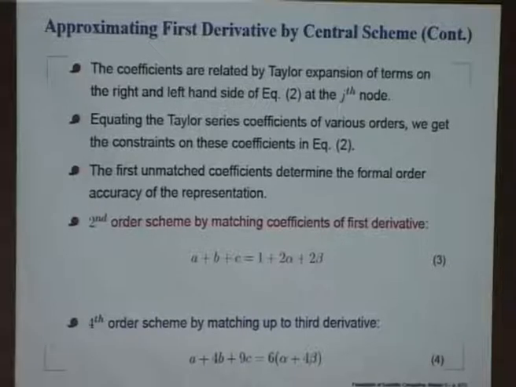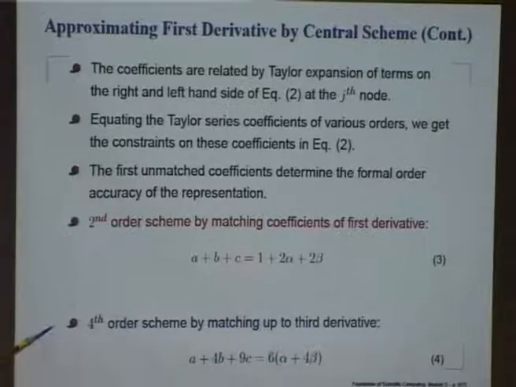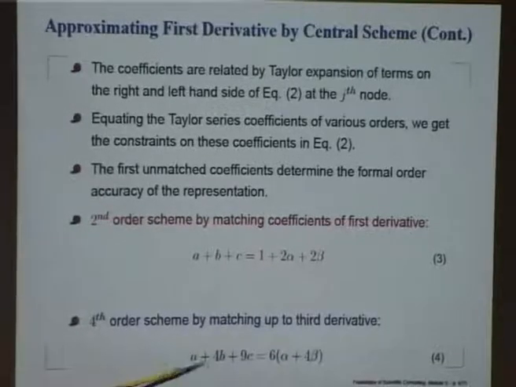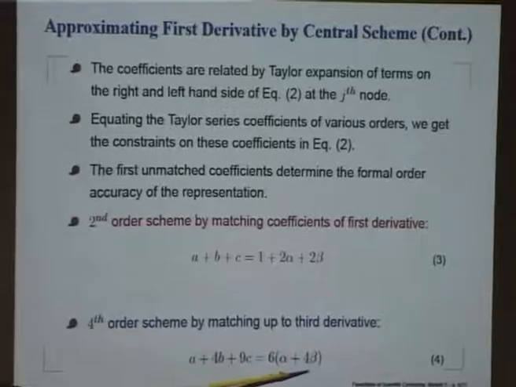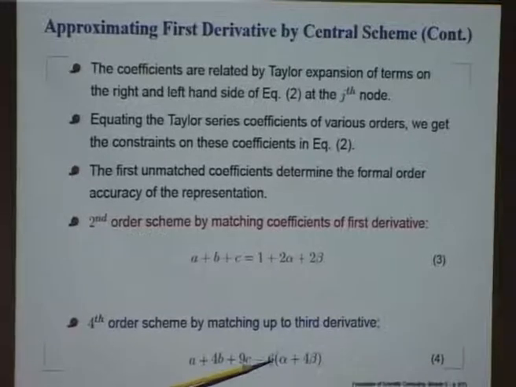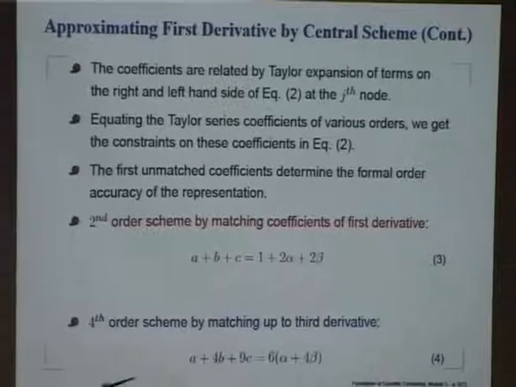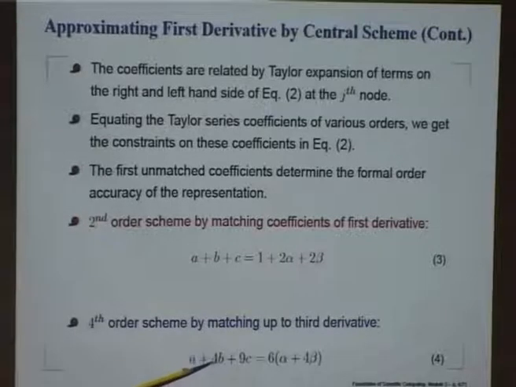Because what will be the next term? The next term would be the third derivative, right? So when I match the third derivatives, I will again get the next higher order scheme, that is the fourth order scheme. And the coefficients you can actually find out. The third derivative on the left hand side invokes 6 times alpha plus 4 beta, and on the right hand side you get this. You can very clearly see the pattern.